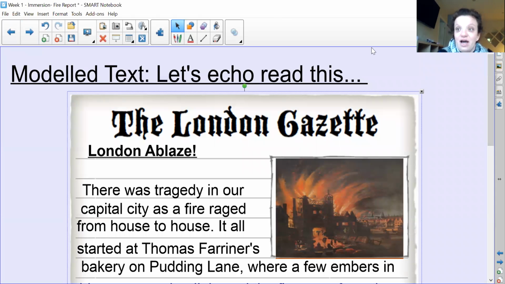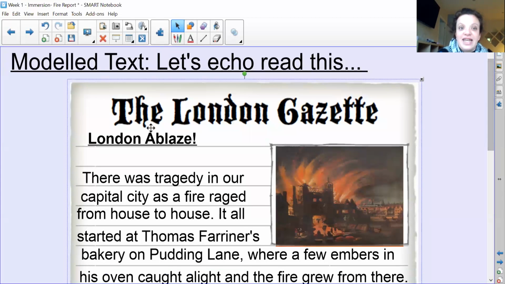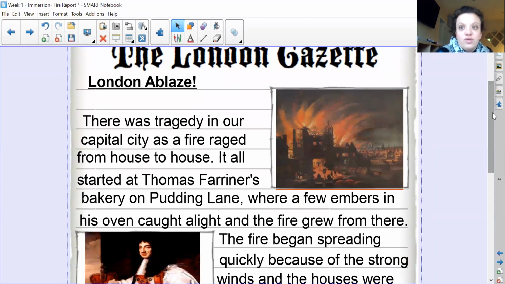So here is our London Gazette paper. So that's the name of the paper, and that often goes at the top, the name of the paper. And we start with our headline, which is London Ablaze. Can you all say London Ablaze? So there was a tragedy in our capital city. See if you can read it along with me at the same time.